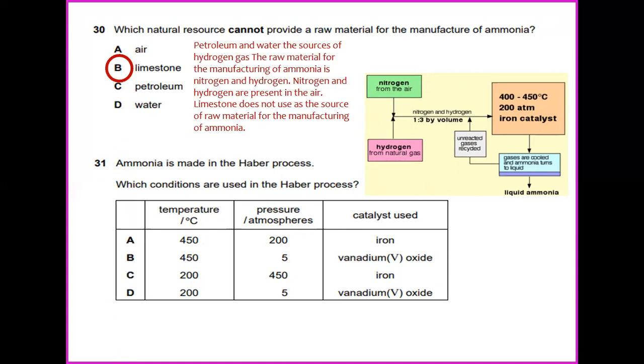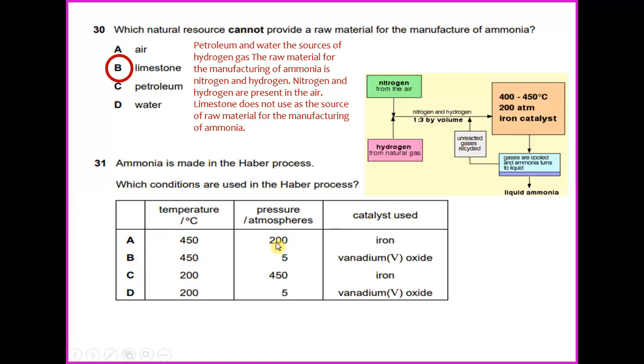Ammonia is made in a Haber process. Which conditions are used in the Haber process? If you look at this diagram, it shows that the temperature used in the Haber process will be 400 to 450. So the most suitable answer you can see is either A or B.